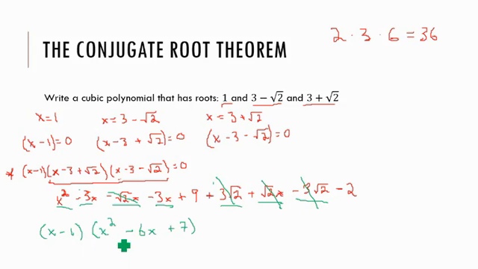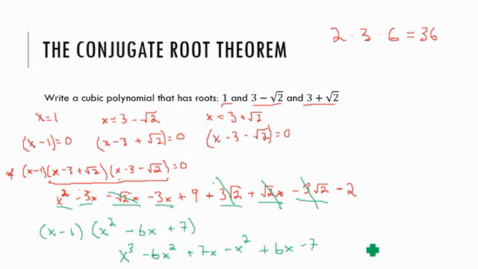And so x times x squared is x to the third. X times minus 6x is negative 6x squared. X times 7 is 7x. And then negative 1 times x squared is negative x squared. Negative 1 times negative 6x is positive 6x. And negative 1 times 7 is negative 7.